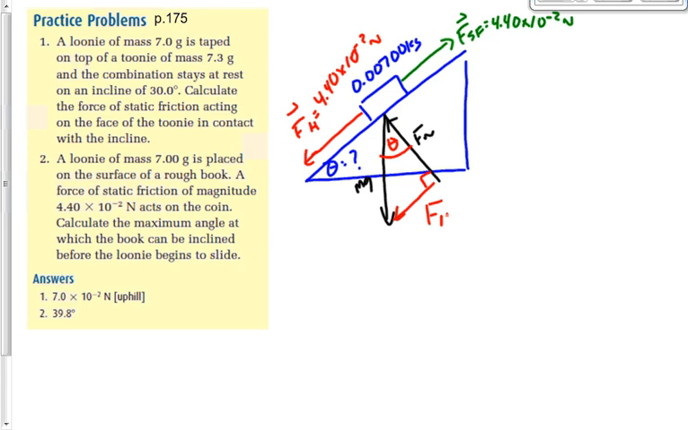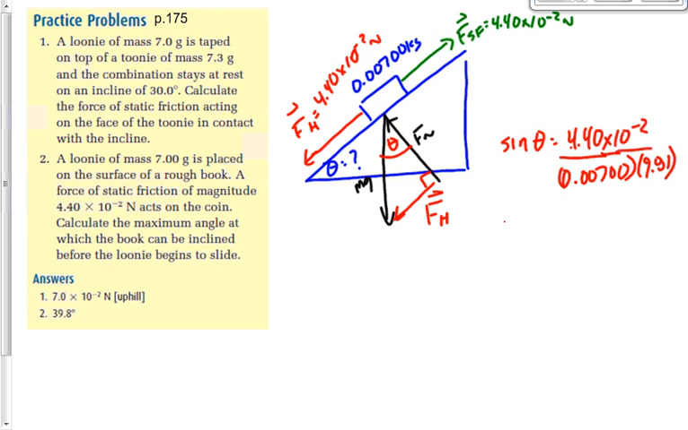This time we have FH. We normally say that sine theta, not 30, sine theta is equal to opposite, that's FH, over hypotenuse, that's m times g, 0.00700 kilograms times 9.81. But look, we know the force of the hill. Instead of solving for the force of the hill given the angle, we've got the force of the hill. It's 4.40 times 10 to the negative 2.